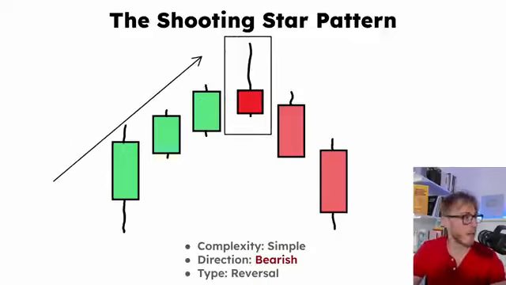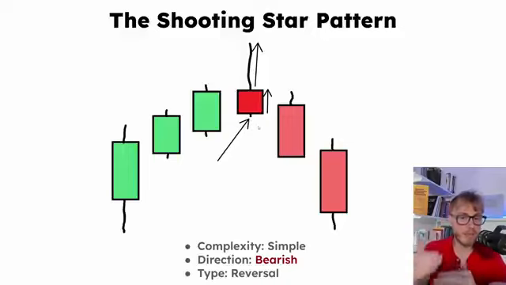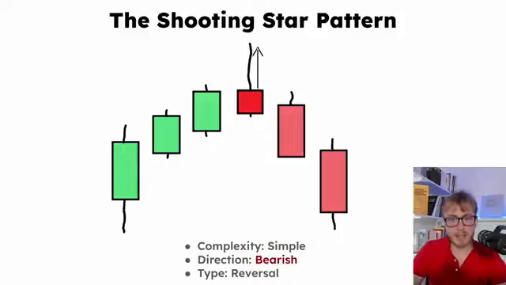To identify a shooting star pattern, we want to look out for a small real body and a long upper wick. What we also want to see is that the lower wick is either non-existent or very small, like we're seeing right here. And this is very important: the upper wick of the shooting star, just as with the hammer, we want this one to be at least twice the size, or preferably even longer, compared to the real body here.